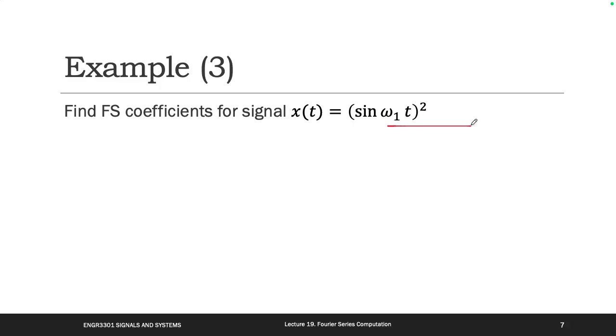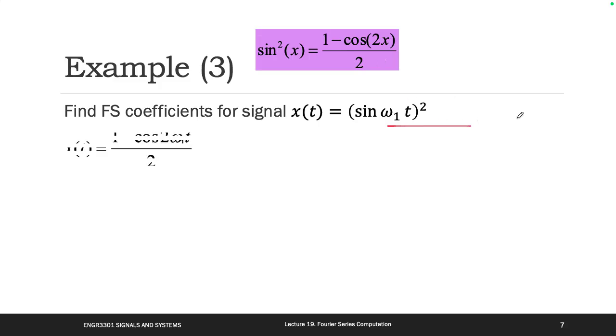Square. Actually, there is an equation. I think you know that. Based on this equation, you can easily get the equation for this one, right? Understand? Based on this one, if you want to find the FS coefficient, what will you do for the next step?